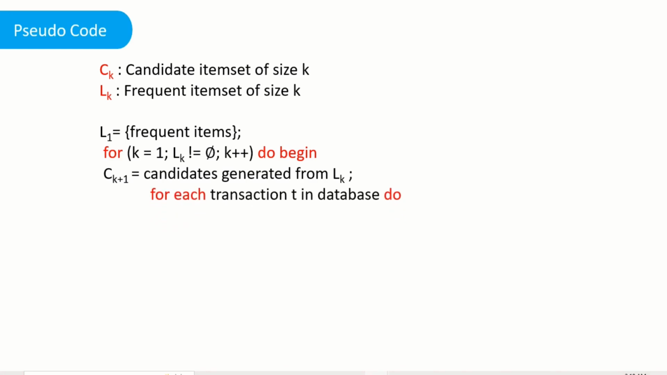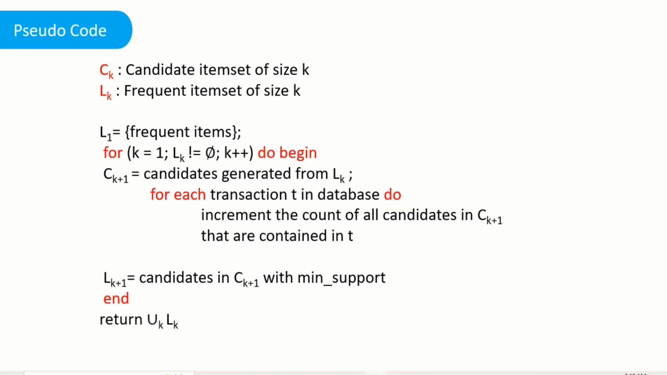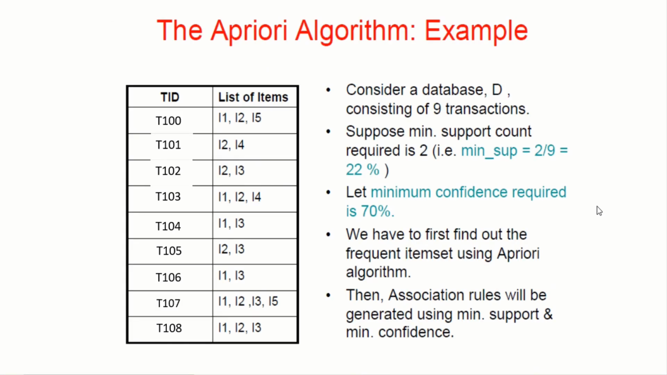After that, we will start an inner for loop in which, for each transaction T in the database, we will increment the count of all the candidates in Ck+1 that are contained in T. After that, those candidates in Ck+1 with minimum support are stored in Lk+1. And this goes on repeating until Lk is a null set, and after that we are going to return the union of Lk. So let us now understand the Apriori algorithm through an example.